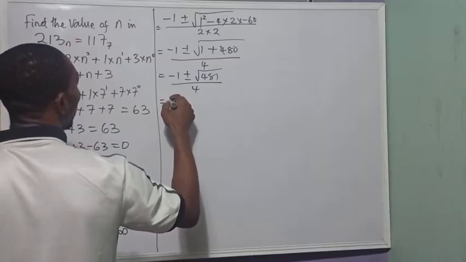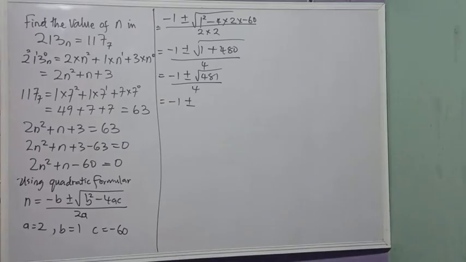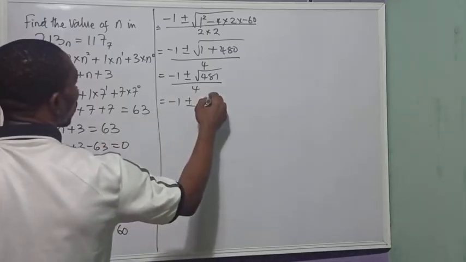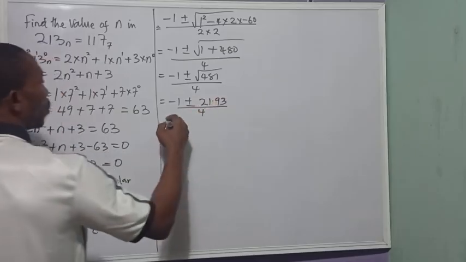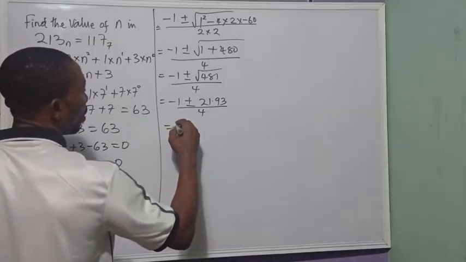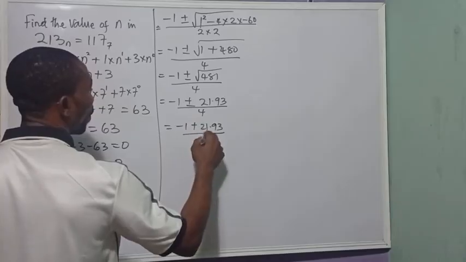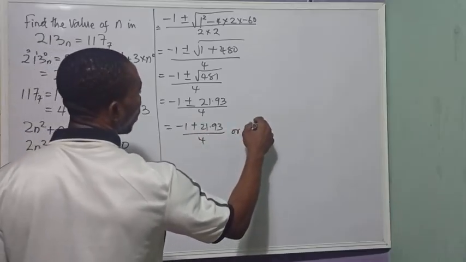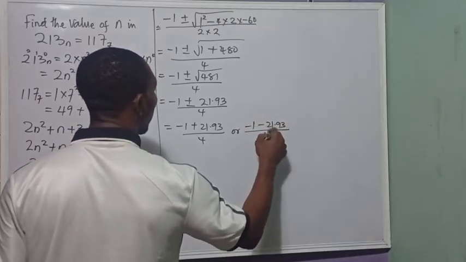So our answer will be minus 1 plus or minus root 481, which gives us 21.93, all over 4. So our value of n will be minus 1 plus 21.93 over 4, or minus 1 minus 21.93 over 4.